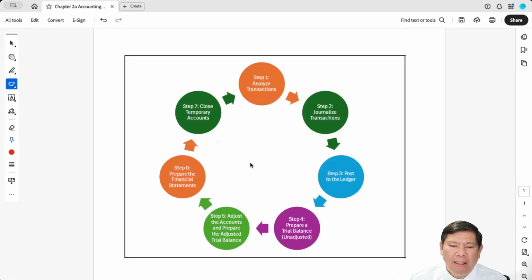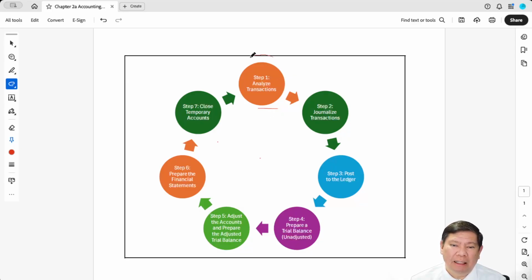Hello everyone, in this video we're going to look at the accounting cycle that we will cover in chapter 2 and chapter 3. So we will start with the transaction analysis. We're going to look at different situations, different types of transactions, and how each transaction affects the accounts, whether it's a debit account or a credit account, whether the account goes up or the account goes down as a result of the transaction.